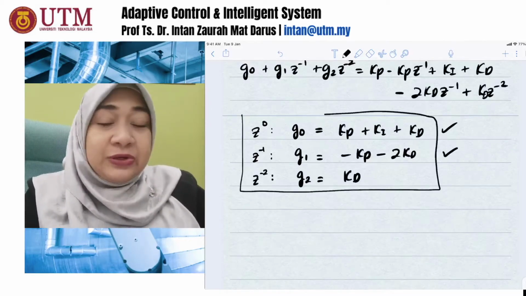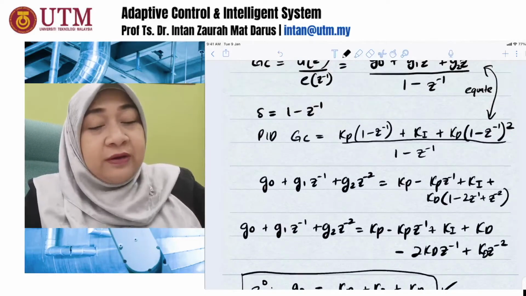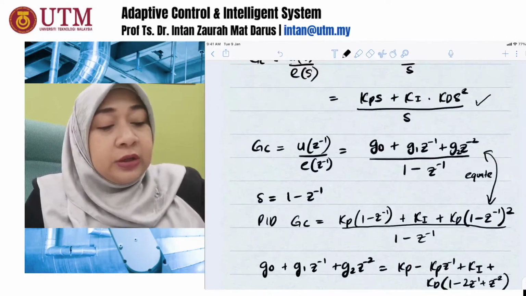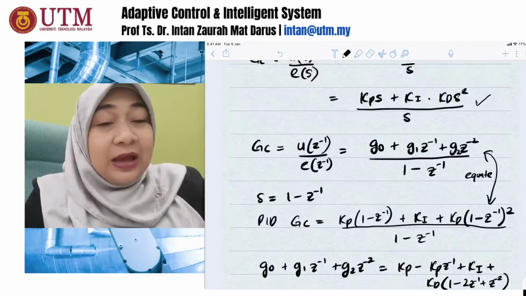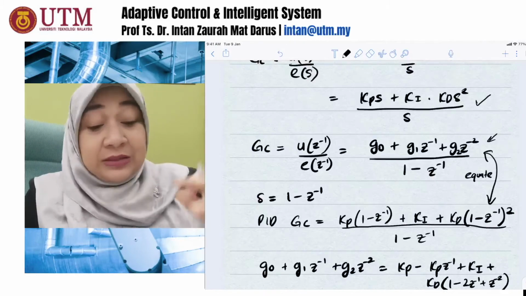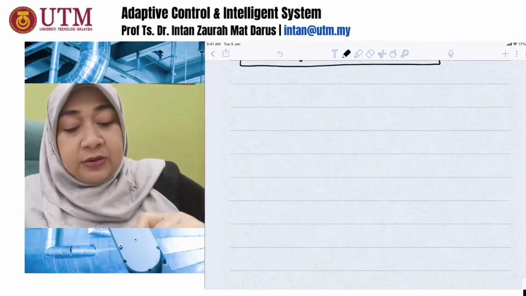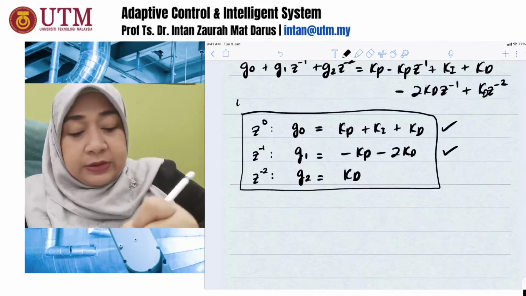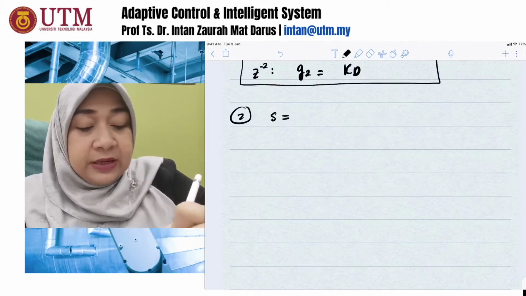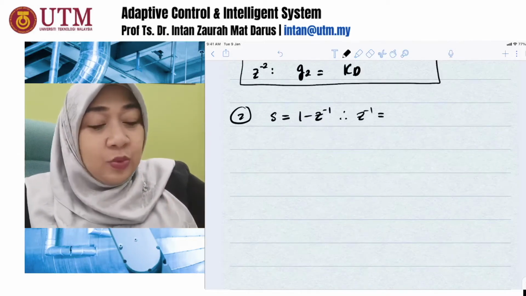The second way: instead of substituting s into the PID equation, I can substitute 1 minus z^-1 and make this equivalent to s. Let's try that as well, so that you have both ideas on how to do it. The second way is to substitute s equals 1 minus z^-1. Therefore, z^-1 is equal to 1 minus s, isn't it?